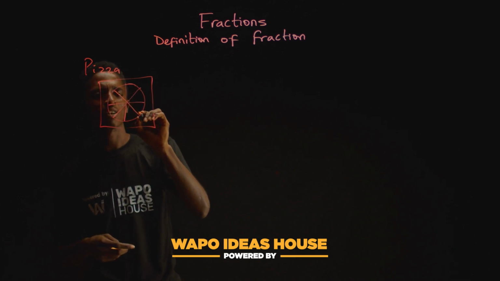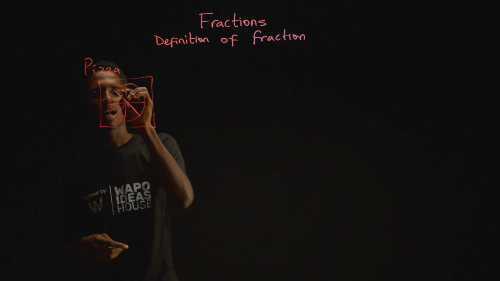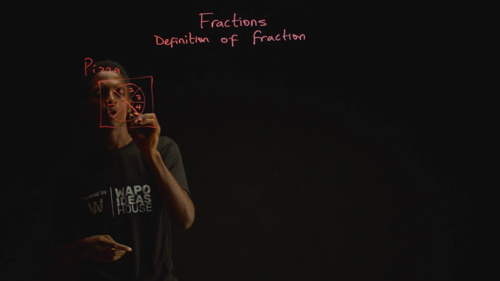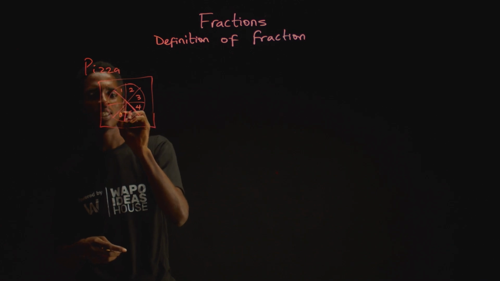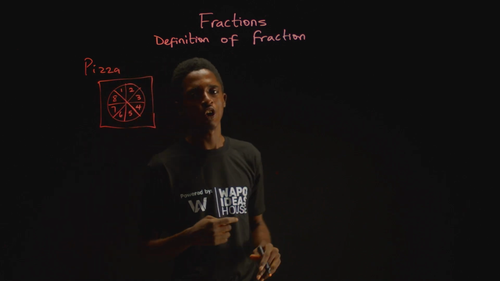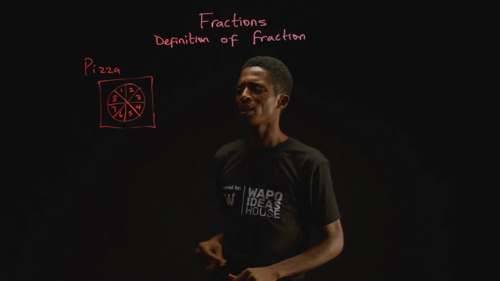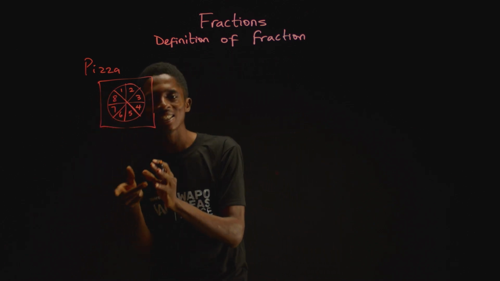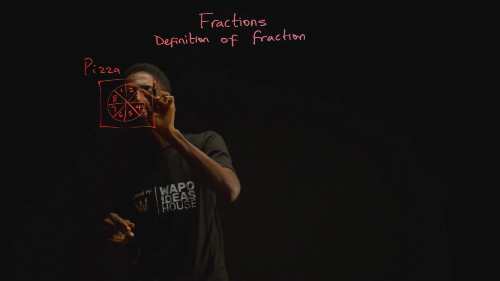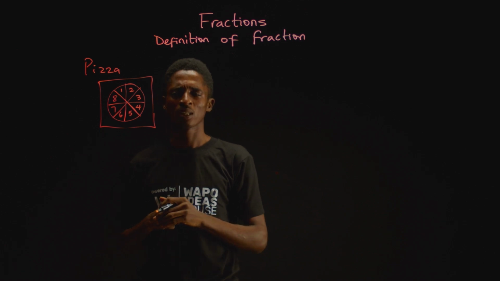Now let's find out how many slices we have in this. We have 1, 2, 3, 4, 5, 6, 7, and 8. That is 8 slices of pizza. What we have here is just one pizza, but it has been divided into 8 similar amount of shares. That is, each person takes the same equal part of this pizza.